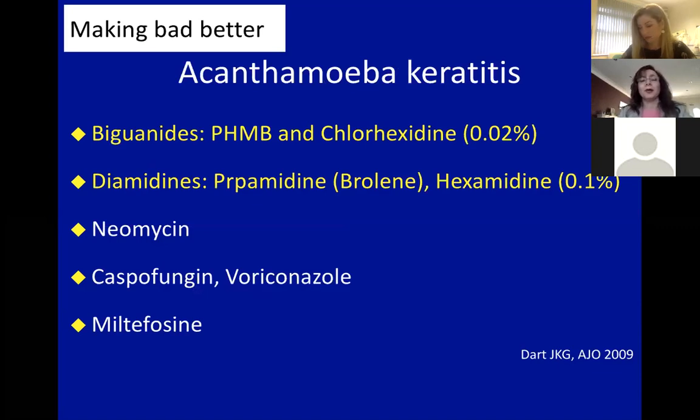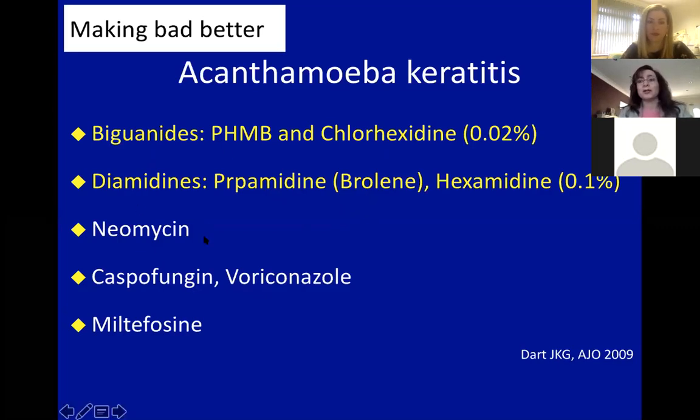For acanthamoeba, usually a combination of one of the biguanides, such as PHMB or chlorhexidine, and one of the diamidines, such as propamidine. The propamidine is quite toxic and quite a few patients will not tolerate it, but you really do need the combination if you can. Because the biguanides are cidal to the cyst, while the propamidine is static, so it doesn't kill the cyst. So that's why you need the biguanides with it.